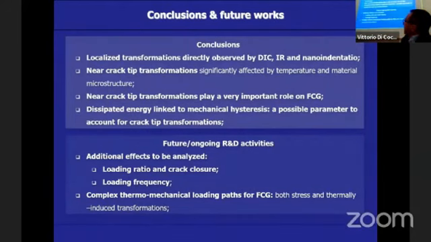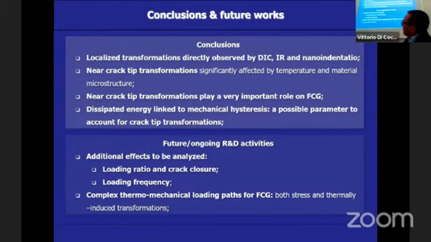And finally, conclusion, I don't know if I have more time. So we have shown that we have observed localized transformation by different techniques. This near crack tip transformation is significantly affected by temperature and microstructure, and plays a very important role in fatigue crack propagation. And this parameter, this dissipated energy, seems to be a very good parameter to take into account these local transformations.